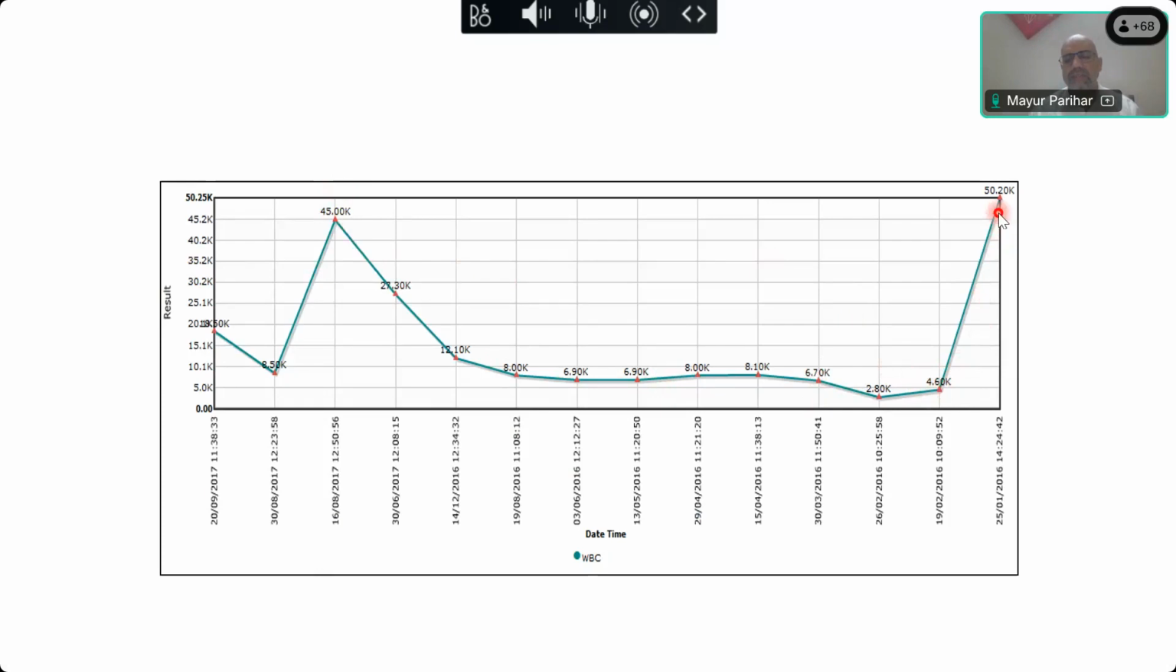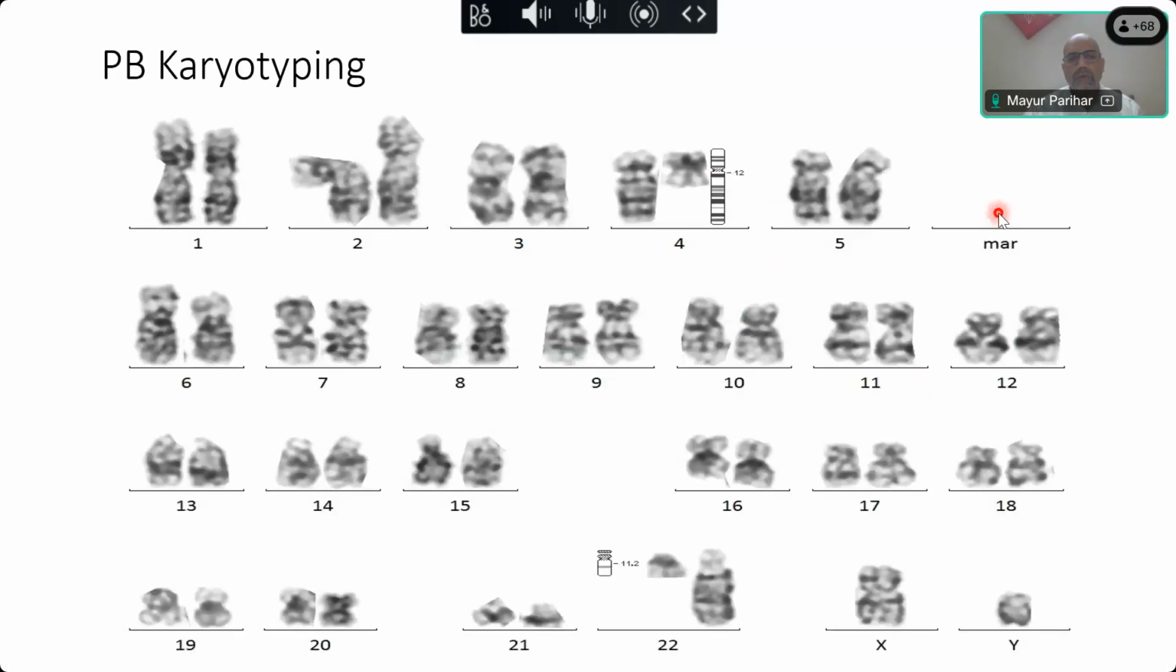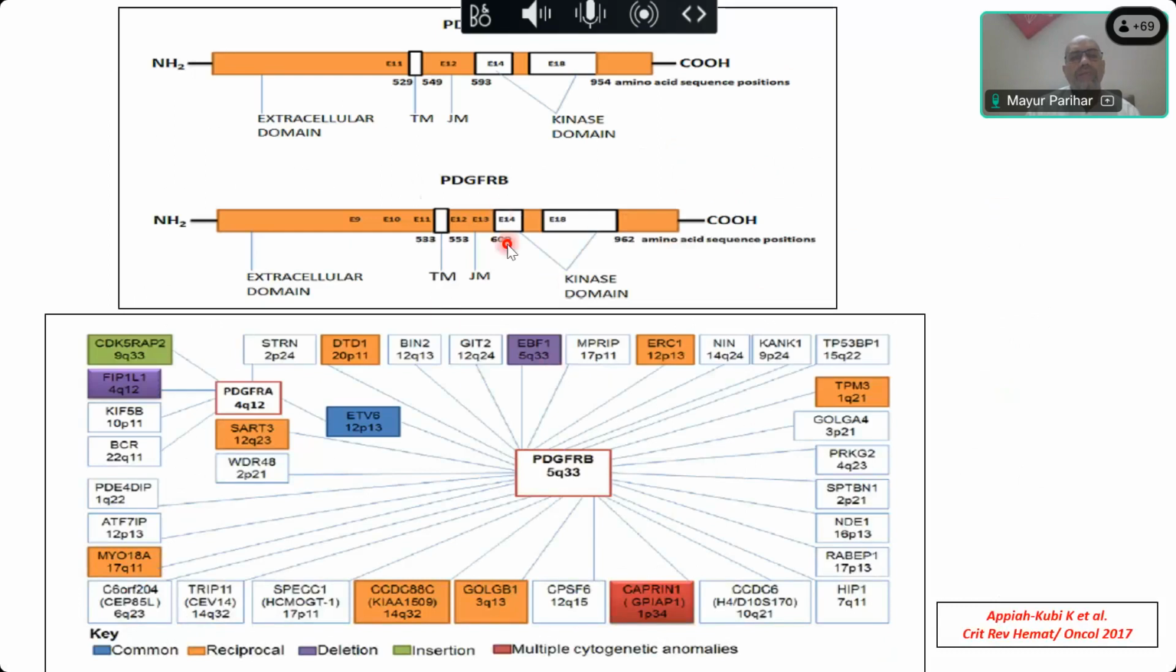So I said, okay, do one thing, send us peripheral blood or preferably a marrow for karyotyping. As the guideline says, at diagnosis in CMLs you should do karyotyping, but with the numbers we have, it is very difficult to do that. Anyways, we karyotyped this patient, and what we found here was a 4;22 translocation. What you see here at 4q12 is where your PDGFRA gene is present. So this patient had a PDGFRA gene rearrangement. You must understand that PDGFR alpha and beta, both of these can be seen in myeloproliferative neoplasms.